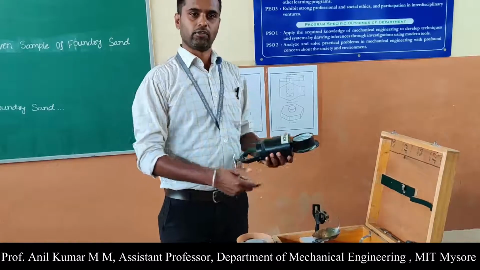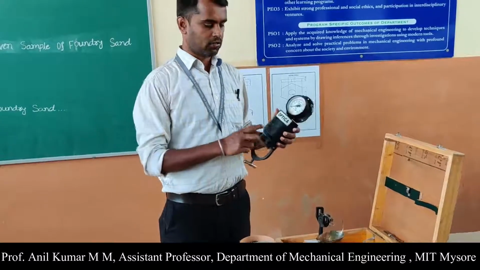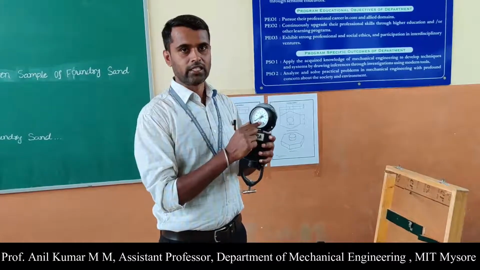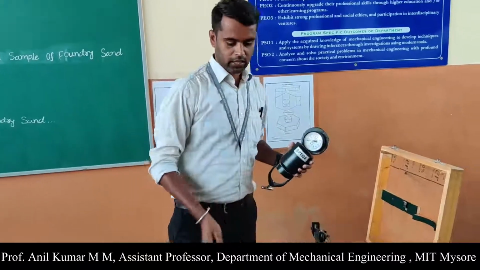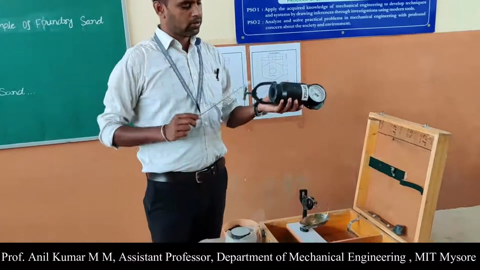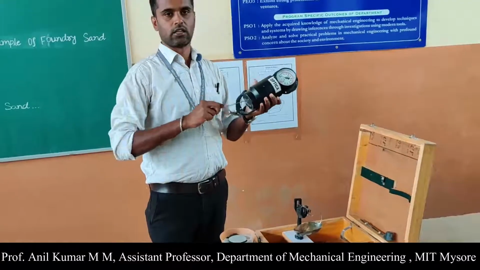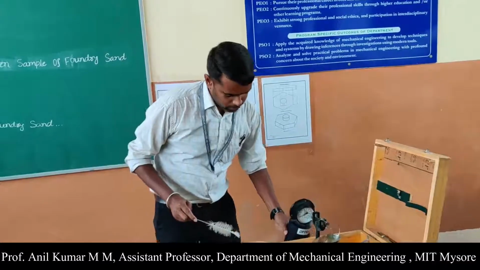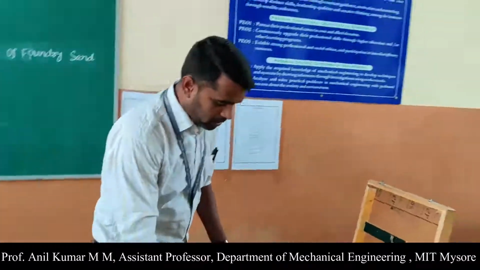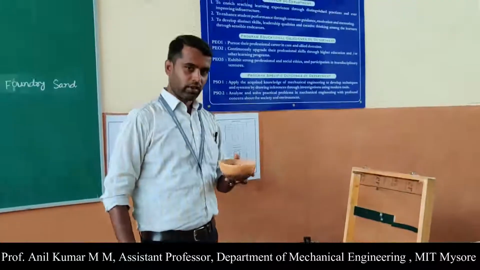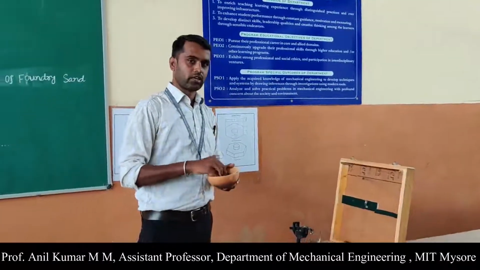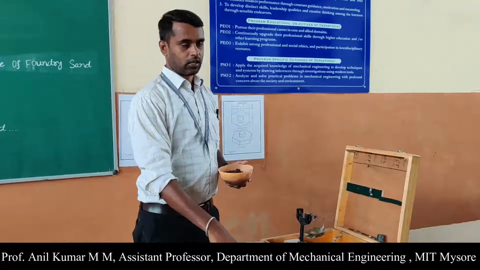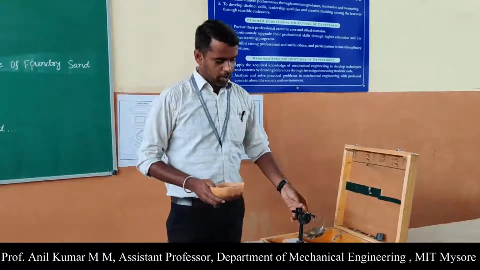The apparatus required for conducting the experiment are the moisture content tester, this dial gauge or pressure gauge, and a weighing scale. First, we have to clean the moisture content tester. After that, take the molding sand, that is the wet sand, and weigh how much wet sand is to be added to the tester. For that purpose, we are using the weighing scale.